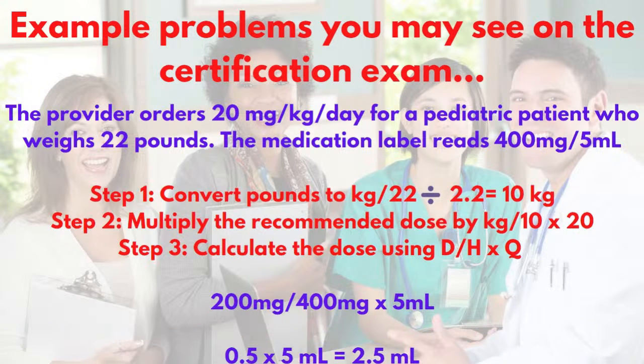So yeah. 200 milligrams divided by 400, that's going to give us 0.5, right? So 0.5 times our quantity, which is 5 ml. That's going to give us 2.5 milliliters. So how much do we give that child? We want to give that child 2.5 milliliters.